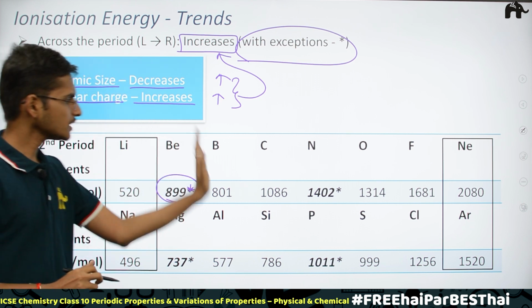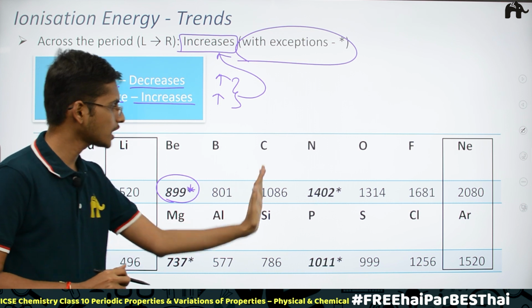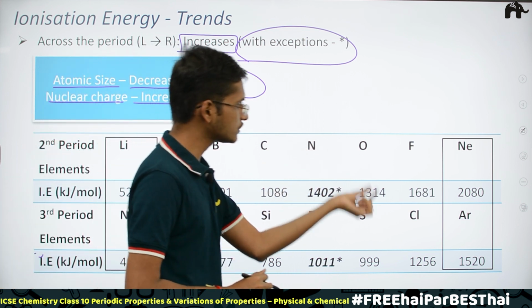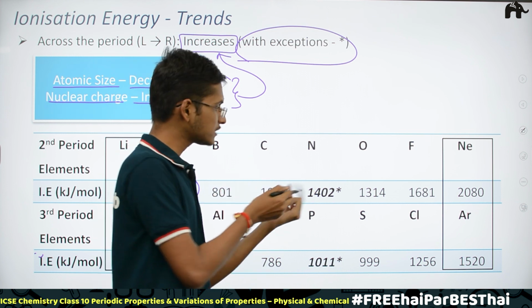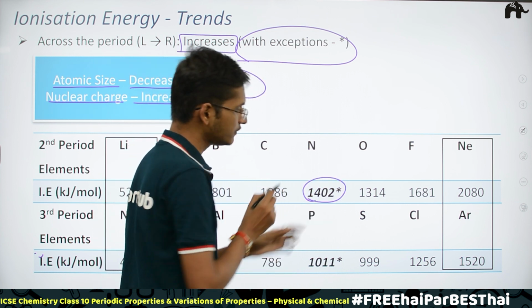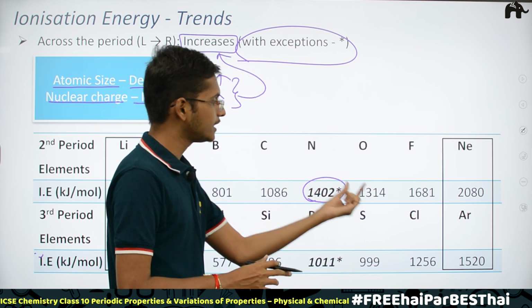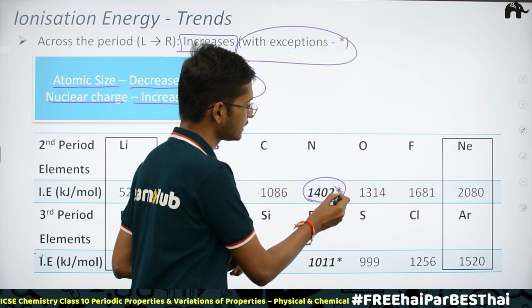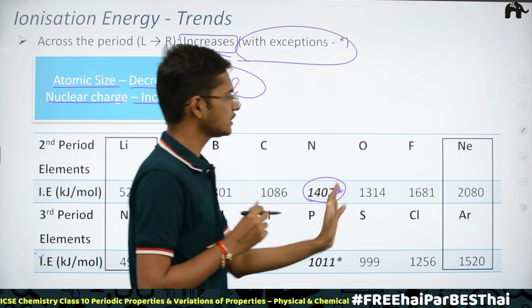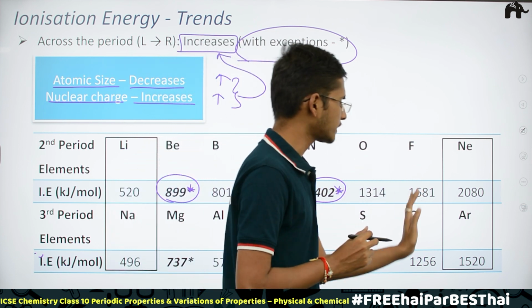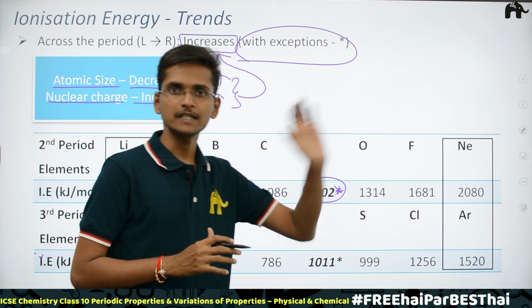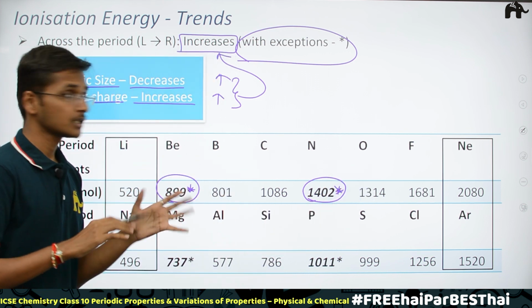Now moving ahead, from boron to carbon, it is increasing. From carbon to nitrogen, it is increasing again. But from nitrogen to oxygen, it is decreasing. So in this case as well, ideally nitrogen should have less ionization energy than oxygen, but it has more. That's why it is also an exception. Then moving ahead from oxygen to fluorine and from fluorine to neon, it's all set. The ionization energy is increasing very regularly.